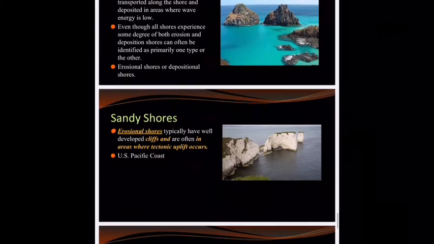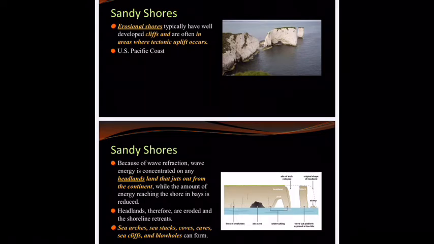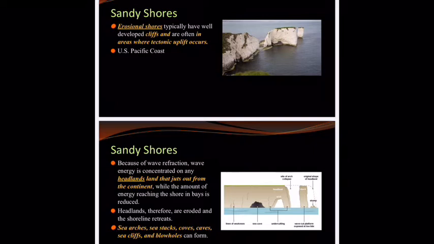Okay, so now we've got the different types of shorelines, and you can have erosional shores, which will have very well developed cliffs and are often in areas where the tectonic plates are going to uplift, like the U.S. Pacific coast, like California. So we don't really get these cool cliffs on our side, but they're really neat.